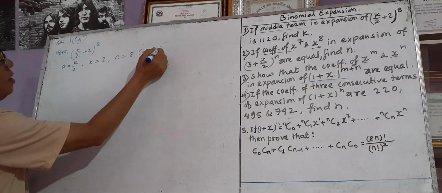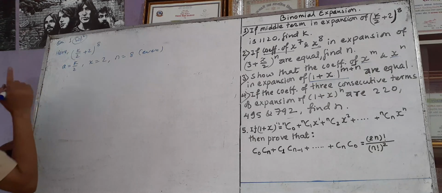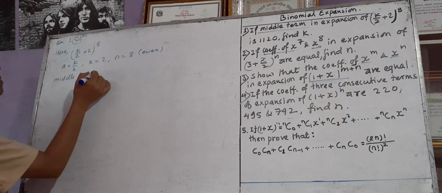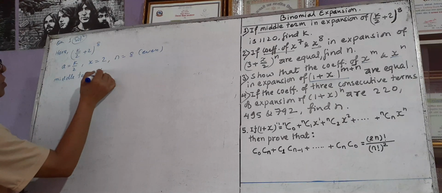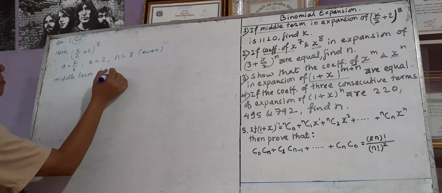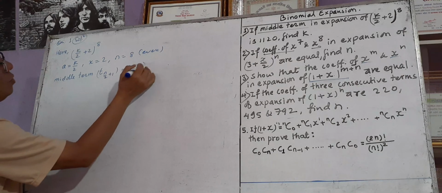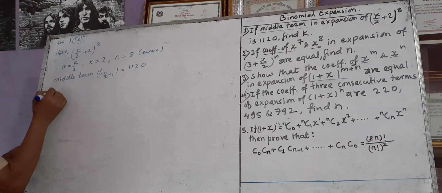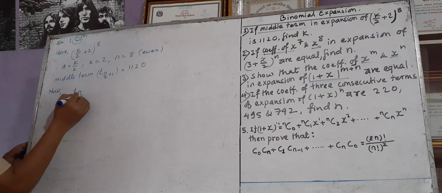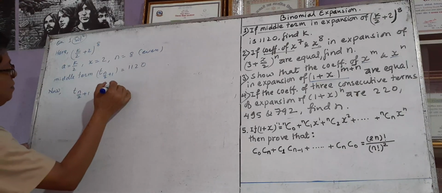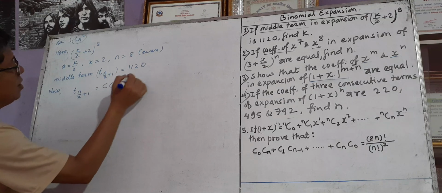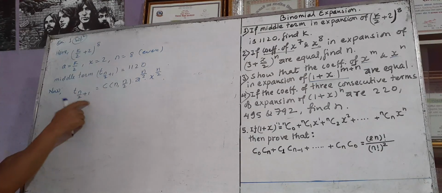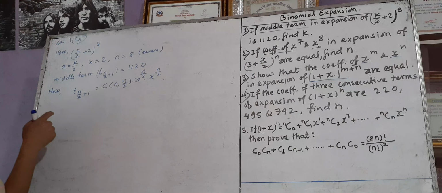n is even, and so there is only one middle term. The middle term, t of n/2 plus 1, is 1120, because there is only one middle term. Now we have a formula: t of n/2 plus 1 equals C(n, n/2) times a to the power n/2 times x to the power n/2. This is the formula of the single middle term in the expansion of the binomial.